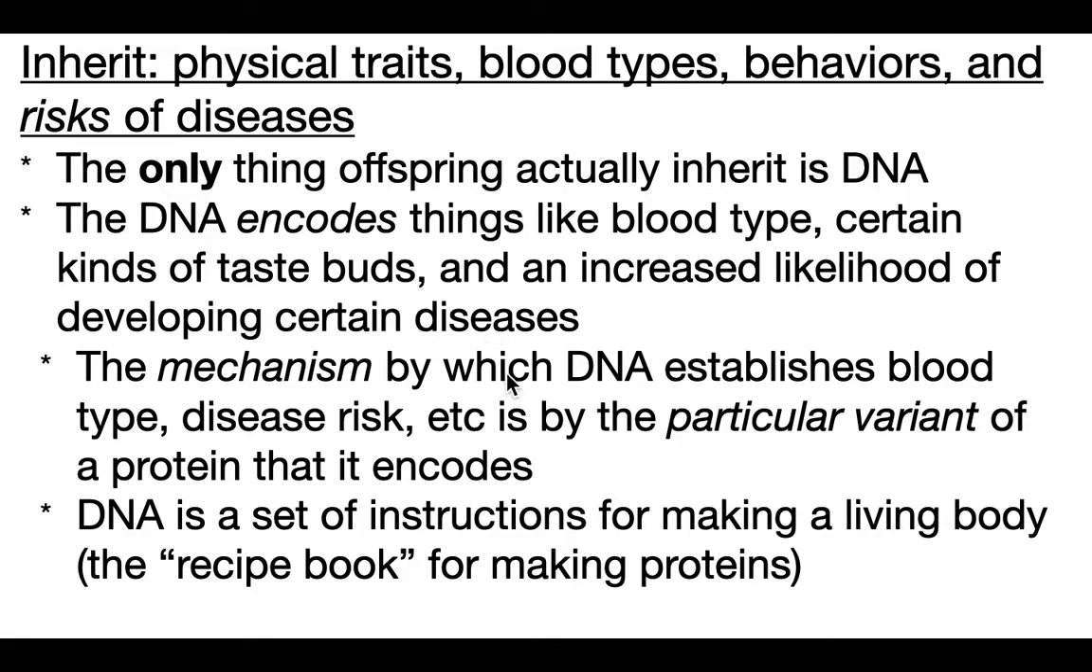And the mechanism, the way in which DNA establishes things like blood type and disease risk, and in some cases even certain kinds of behaviors, is the particular variant of a protein that it encodes. So we know that different people may have different alleles or sequences of DNA, and those different sequences among different people produce slightly different variants of a protein.